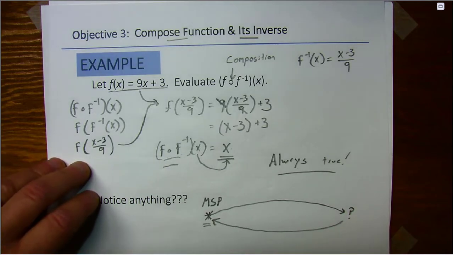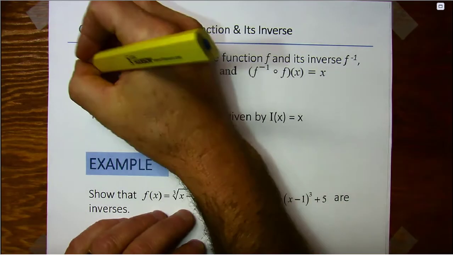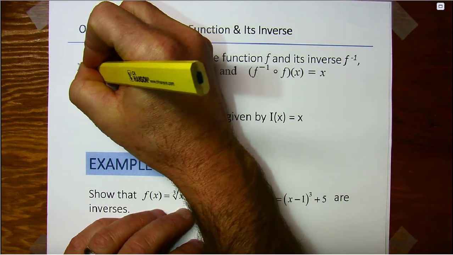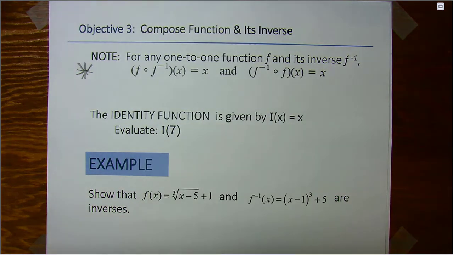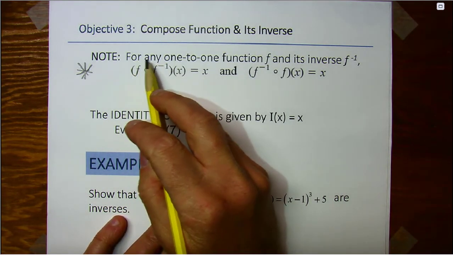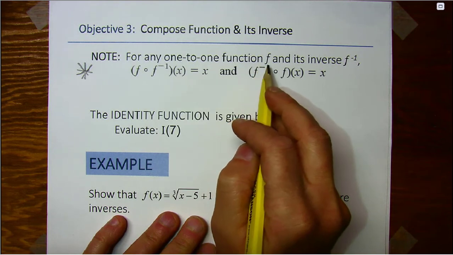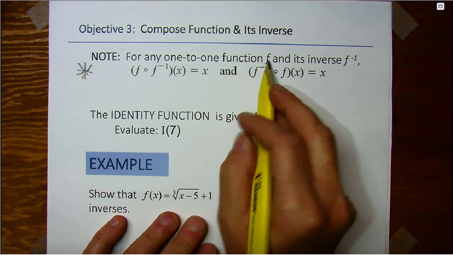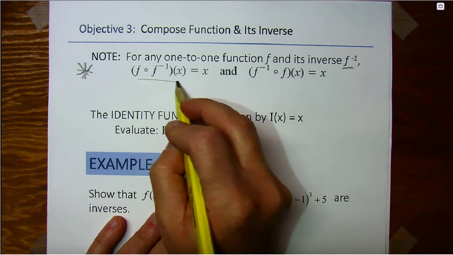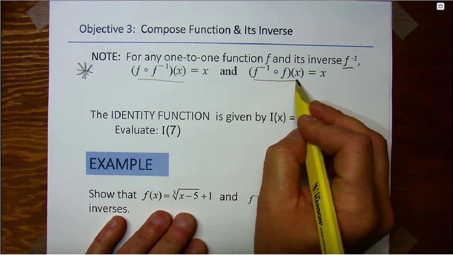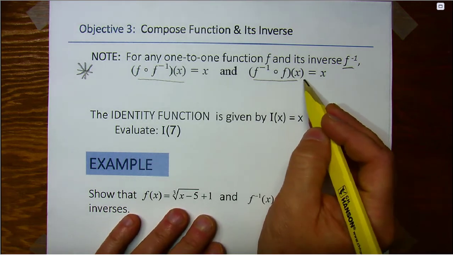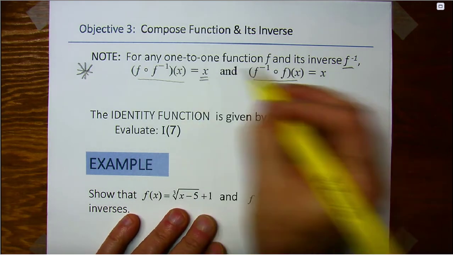Let's summarize that. Okay, very important stuff. We're going to have an upcoming quiz, and I can promise you that this question will be on your quiz. For any one-to-one function f, if you consider f and its inverse, if you compose f with its inverse or the inverse with f, it doesn't matter what the order is. Usually composition order matters, but it doesn't here. You will always end up with x.